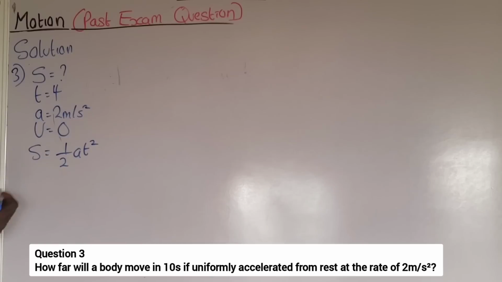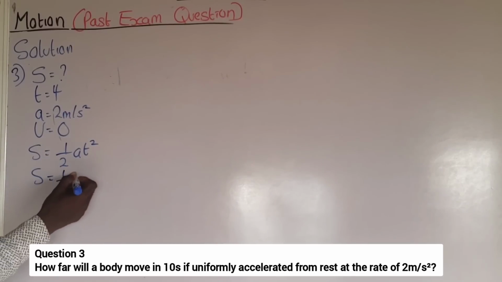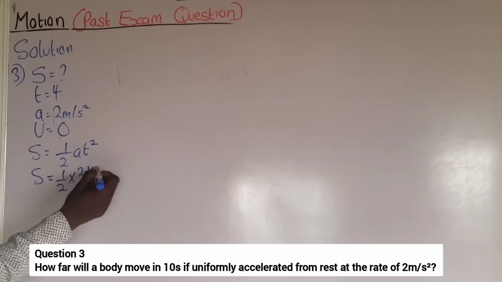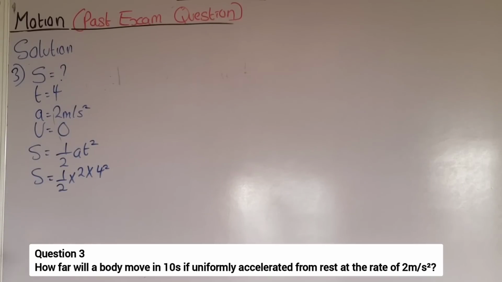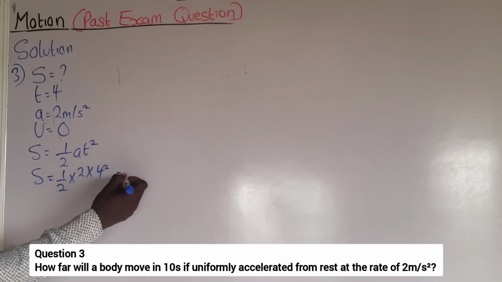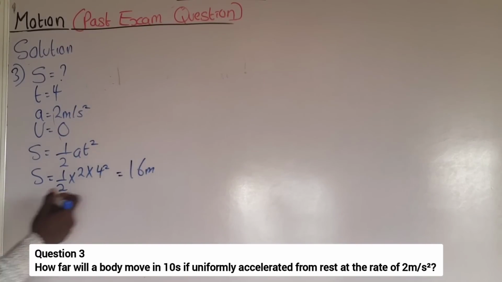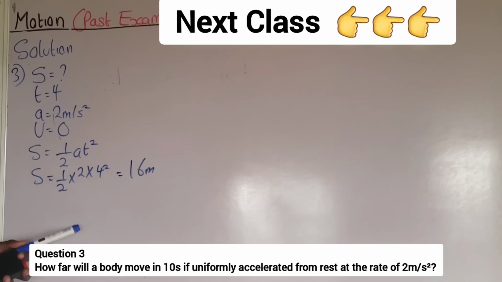Just put it directly like this. S will be equal to 1 over 2 multiplied by 2 multiplied by 4 squared. Do you understand? Okay, 1 over 2 multiplied by 2 multiplied by 4 squared, that is what? 16 meters. So the answer is 16 meters. These are the kind of questions that if you come across, you shouldn't spend a lot of time. You understand? That is why I'm giving you shortcuts. So the answer to that question is 16 meters.